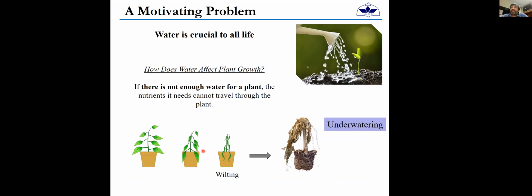So what about underwatering? Wilting is a very common phenomenon where the roots of the plant are not able to extract the nutrients. As a result, the plant is something like that, as you can see here. So what happens?